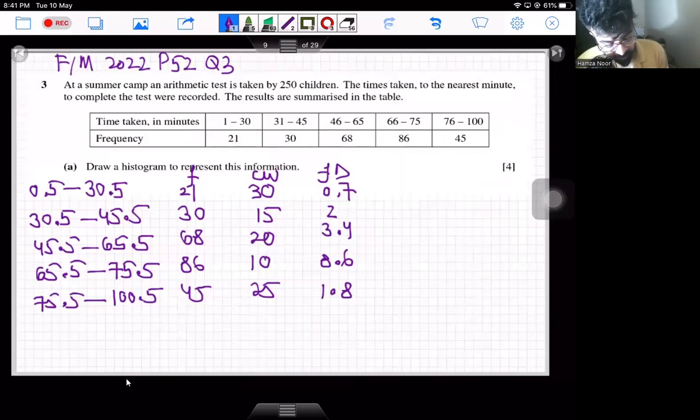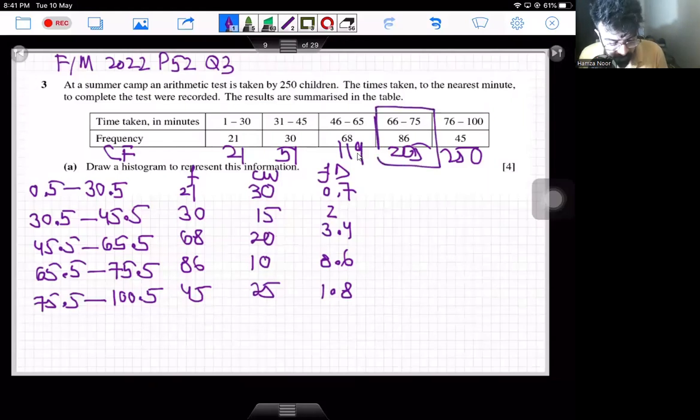For that purpose, we need to make a row for the cumulative frequency values: 21, and then add 30 to it, you will get 51. Then add 68 to it, 51 plus 68 will give you 119. Then add 86 to it, it will give you 205. And then finally 250. So as we can see that 119 values are complete over here. So the 125th value is supposed to lie in this interval 66 till 75.